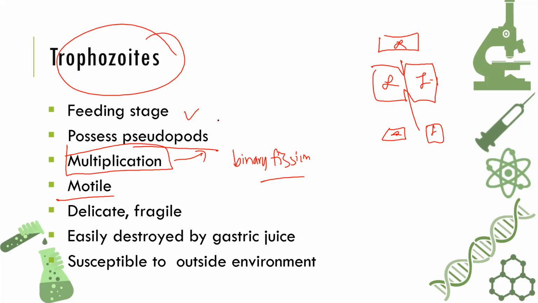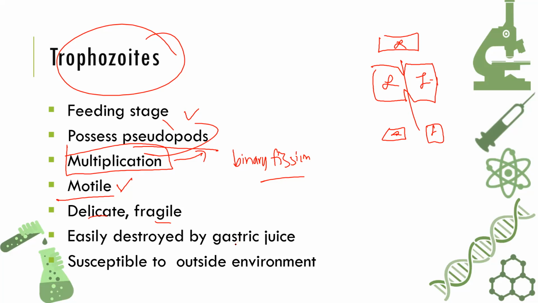Like what I've said, trophozoites are equipped with pseudopods, and they are motile. However, it is interesting to note that trophozoites are delicate and fragile, which is the reason why trophozoites are rare to see in fecal samples. They are rare to see because they are susceptible and sensitive to the outside environment.